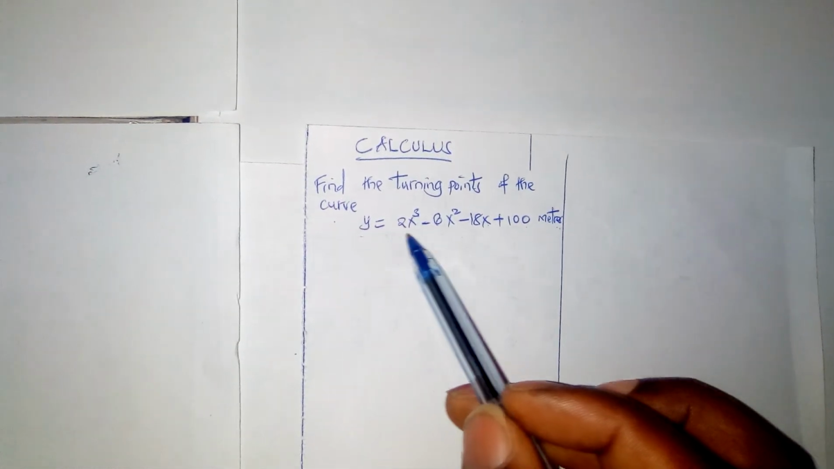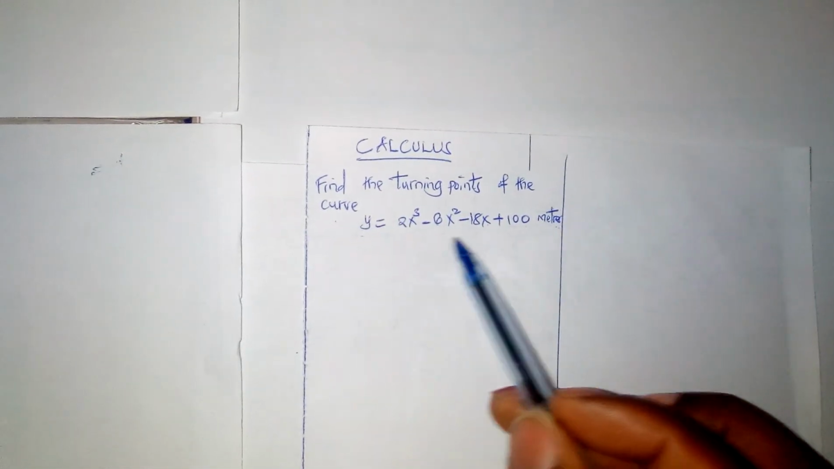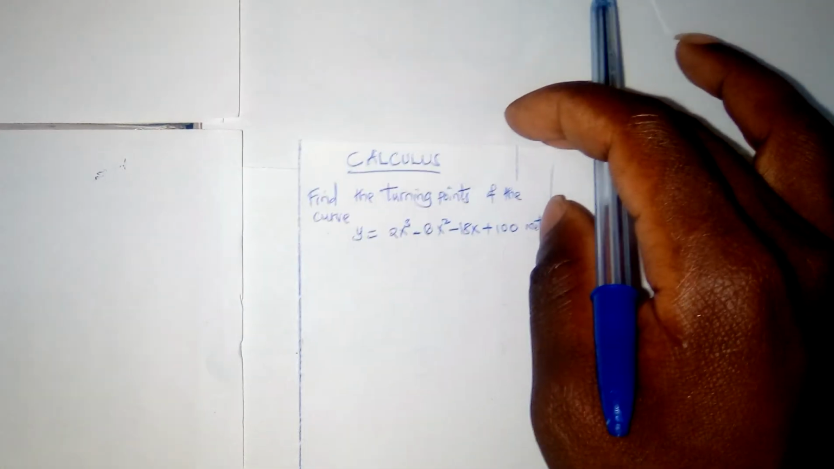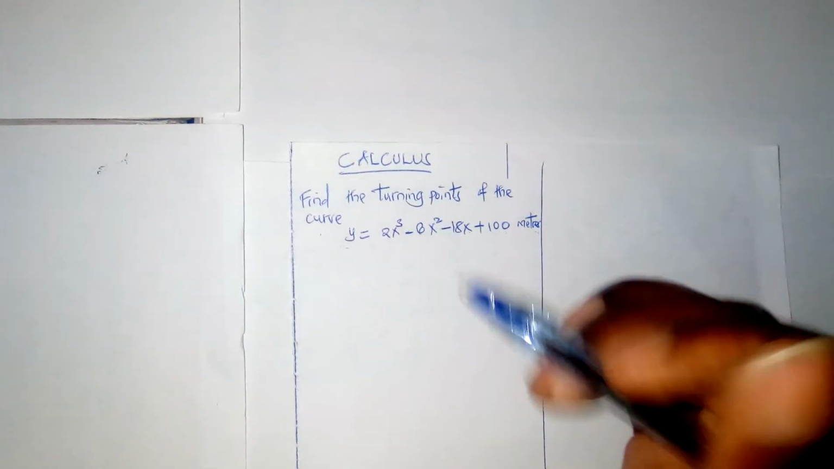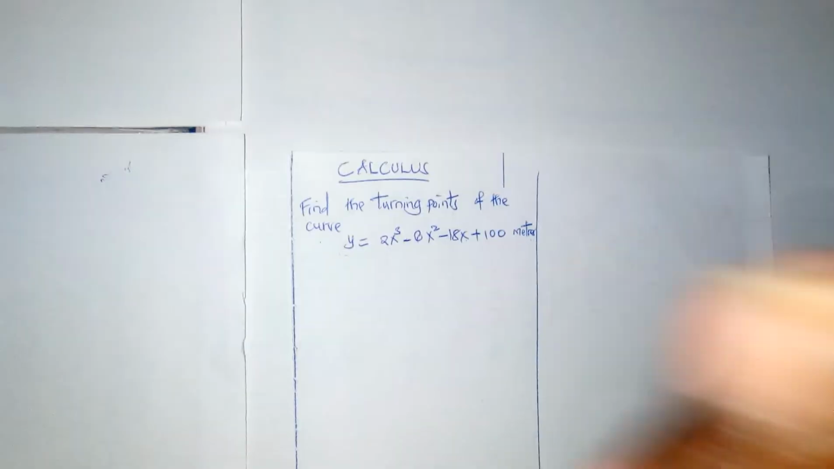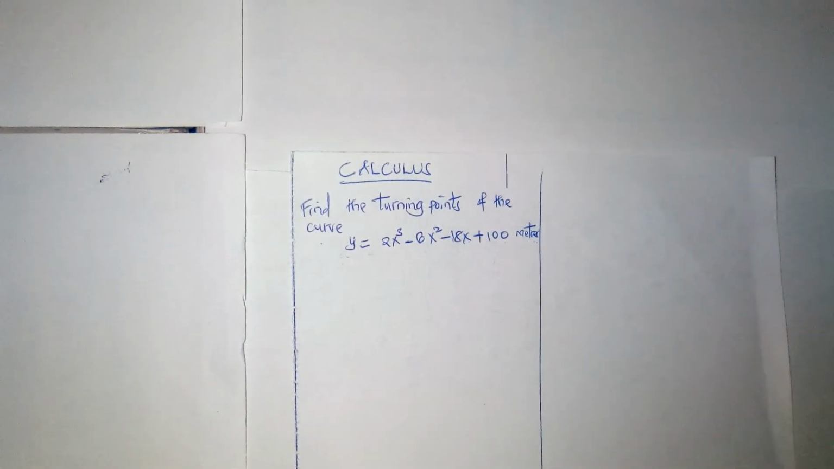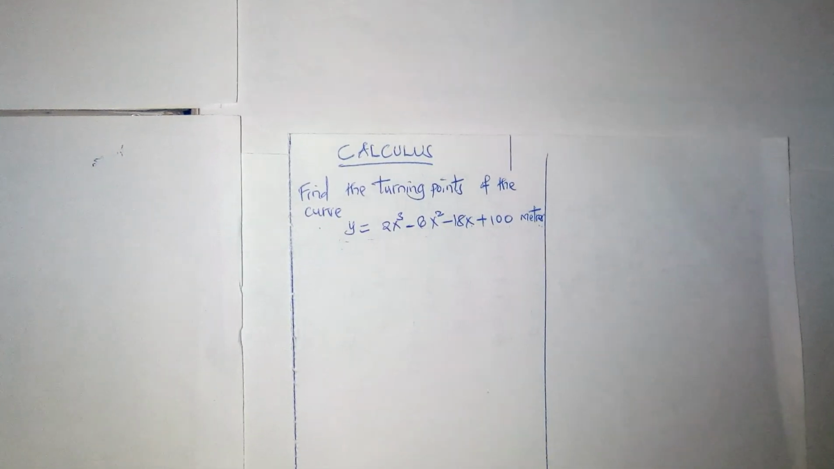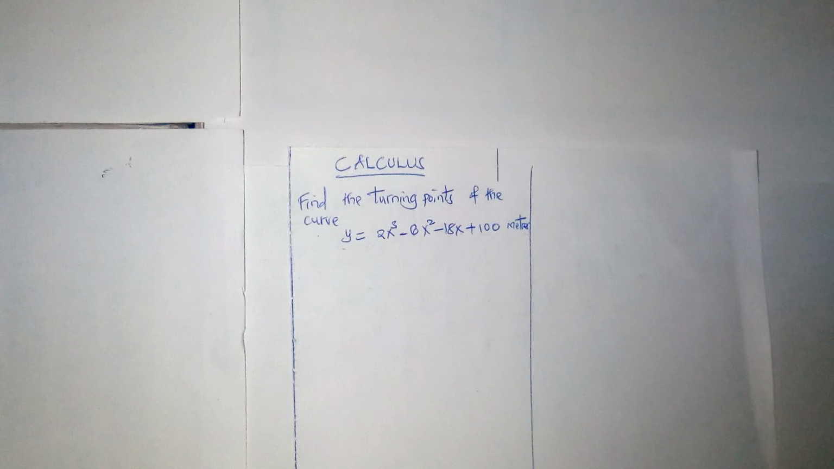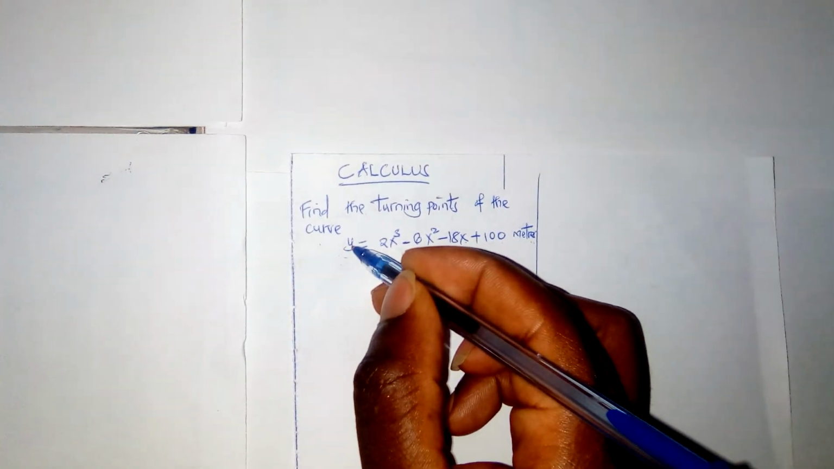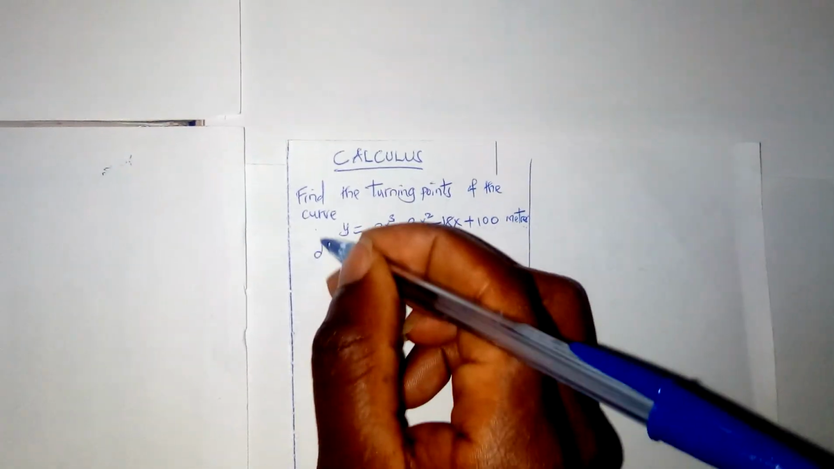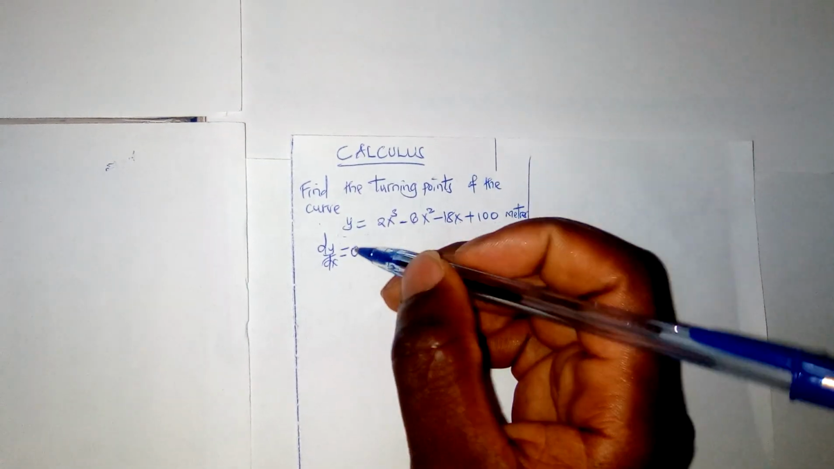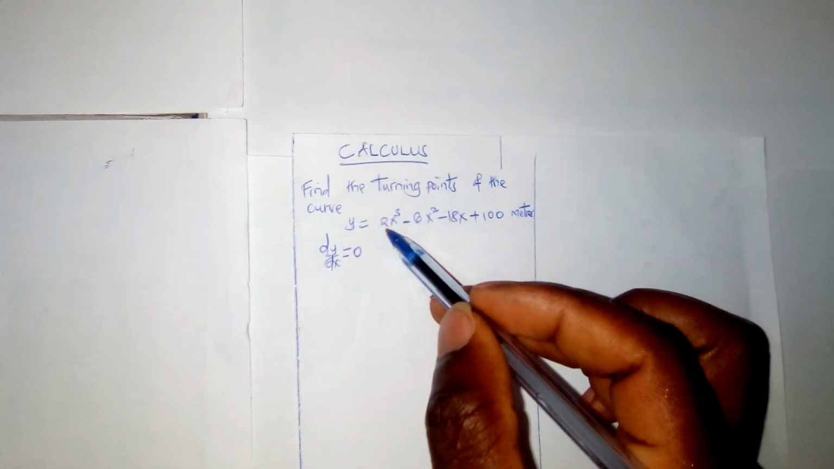Now you've been given the equation of the curve, to find the turning points. Remember, getting the turning points means you shall be getting the values of x and y when the body is at rest. Now, how can that be? For the body to be at rest, that means my dy/dx, when I differentiate, shall be 0.